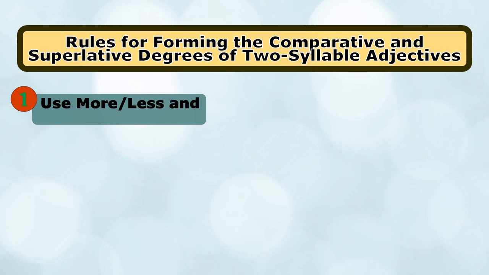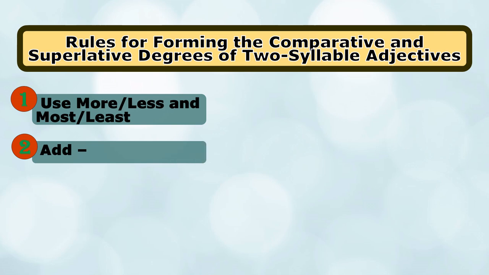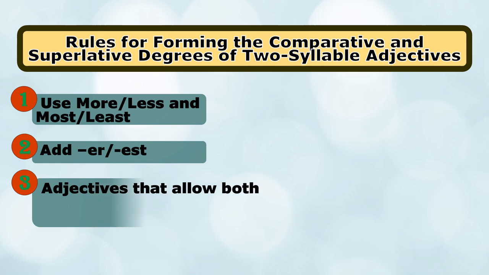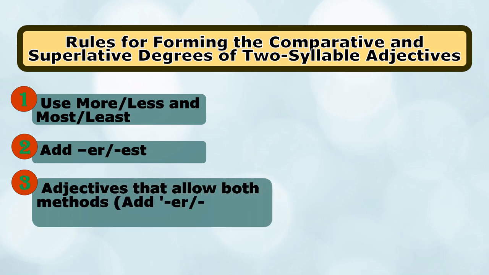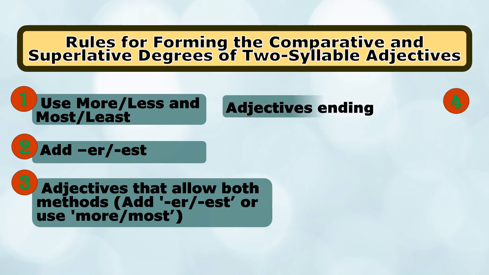Use more, less, and most, least. Add er and est. Adjectives that allow both methods. Rules for two-syllable adjectives ending in y. Irregular forms.